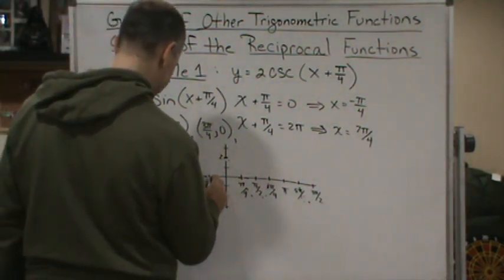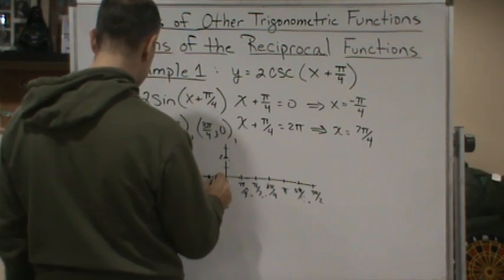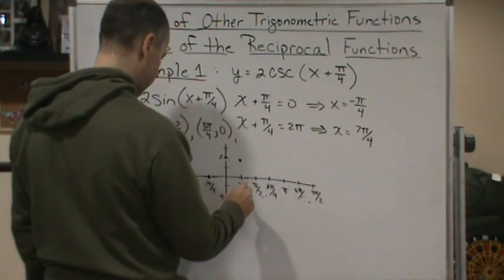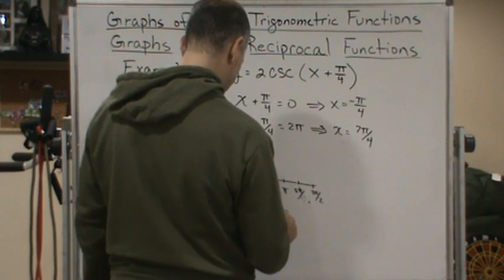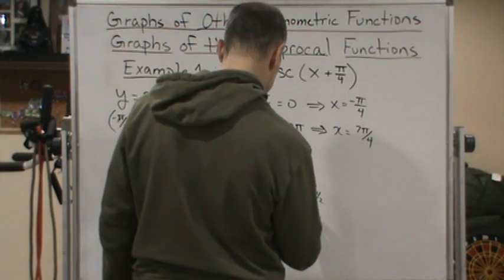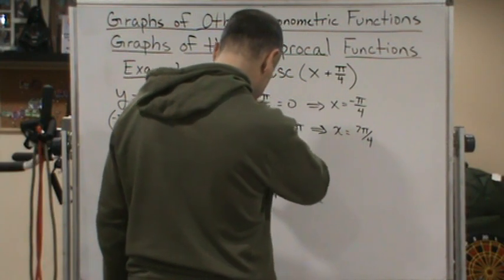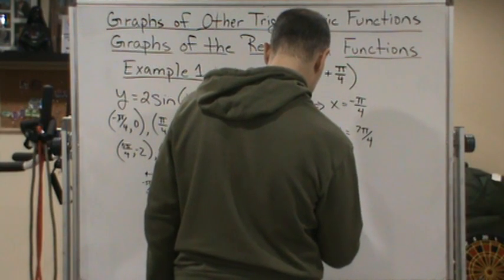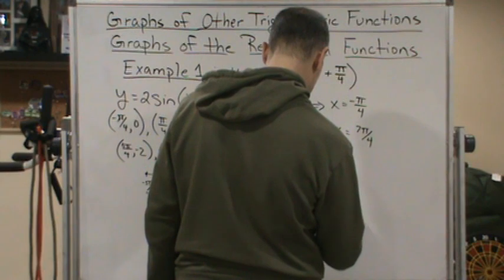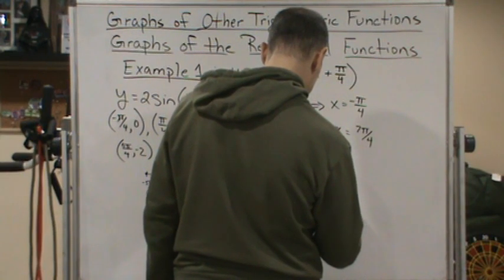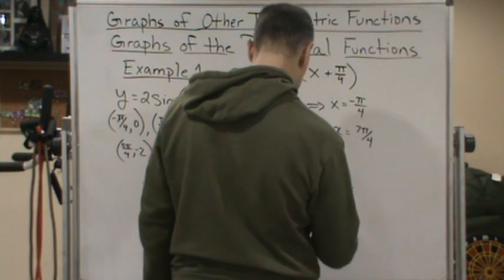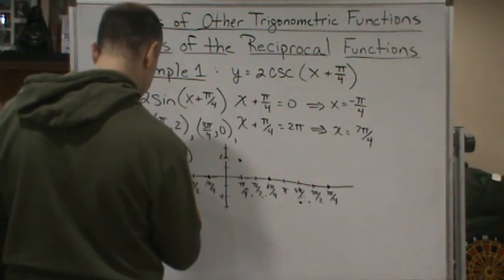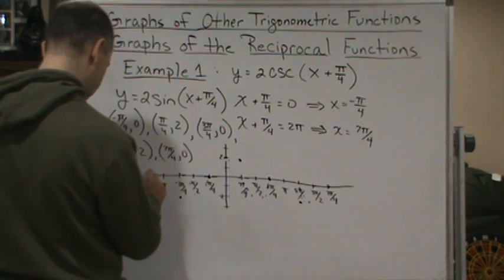So at negative pi over 4, we're right there, so that's going to be at 0. And then at pi over 4, it's going to be up to 2, so that's going to be here. And then at 3 pi over 4, it's going to be back to 0. And then at 5 pi over 4, it'll be a negative 2. Okay, and then I'll keep this going. And then at 7 pi over 4, it'll be back to 0. And then if we go here, it'll be negative 2 here, and then 0 here.